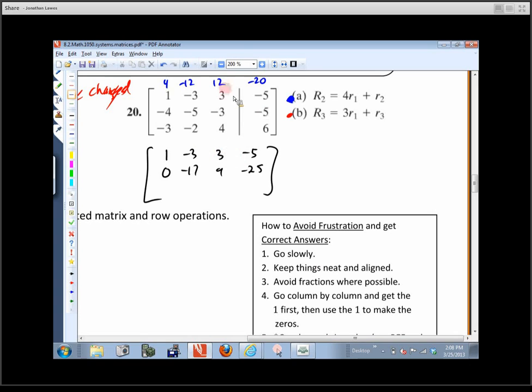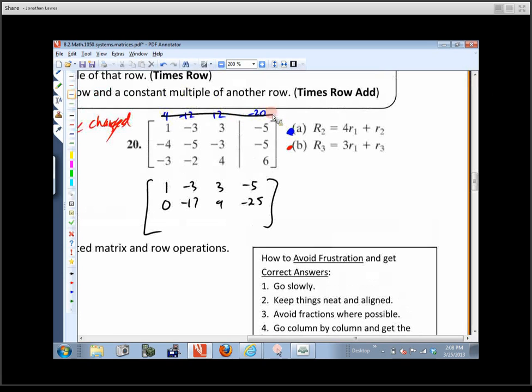Everybody okay so far? Can I erase this work right here? Maybe I won't. I wouldn't erase your work, maybe cross it out or something, but I'm going to take this one and do this command. So this is 3 times row 1, and then add it to row 3. Oh, okay. Are A and B 2 different things? They're 2 separate steps. Okay, 2 separate steps. So this is multiply the first one by 3. So that's going to be 3, -9, 9, and -15.